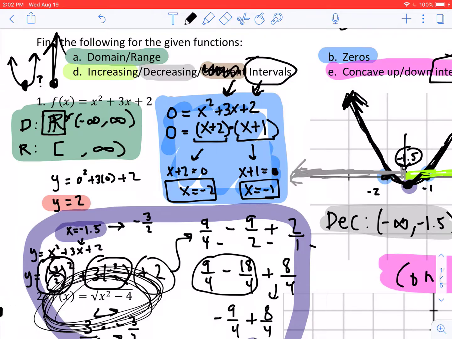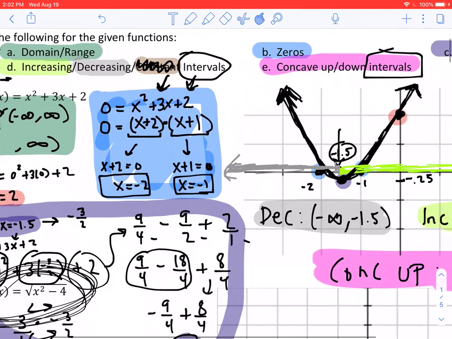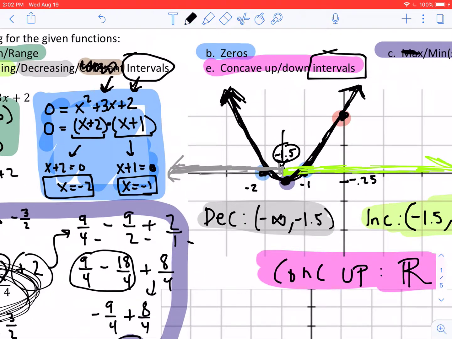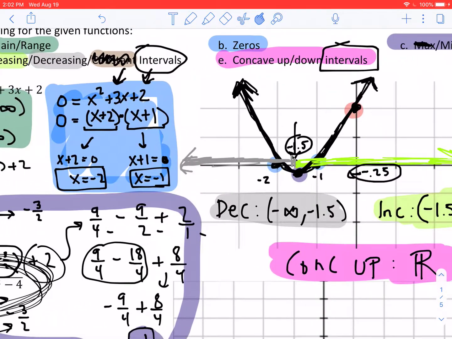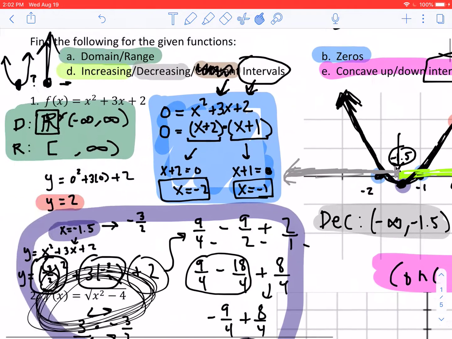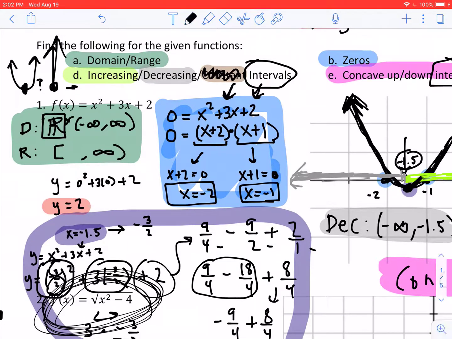And so the range is the lowest point up to infinity, and it took us a while to find the lowest point, but eventually we found that it was -1/4. So the range is from low to high, -1/4 to infinity is the range. Remember, range are y values, so we would come here -1/4.